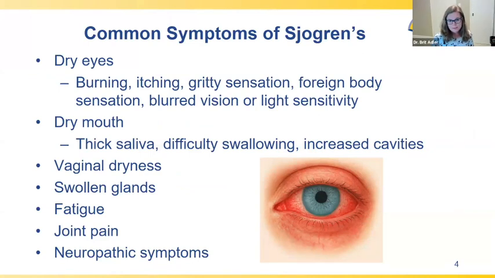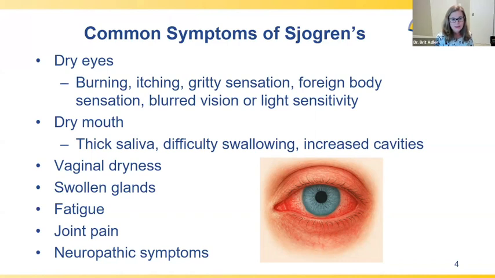So the most common symptoms of Sjögren's are dryness of the eyes and the mouth, and the medical term for this is called Sicca syndrome. Dry eyes can present as burning, itching, a gritty sensation in the eyes. Some people describe having a foreign body sensation, or feeling like they have sand in their eyes. And having blurred vision or light sensitivity is also very common.